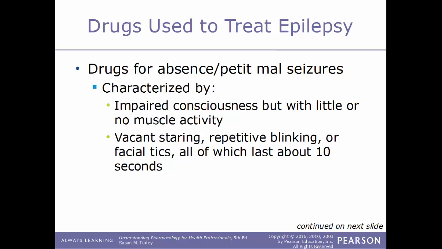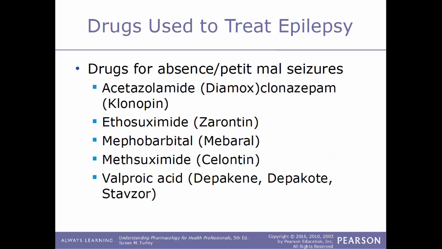When it comes to an absent seizure or a petit mal seizure, this is characterized by having impaired consciousness but with little or no muscle activity. So you could have a vacant staring, repetitive blinking or facial tics, all of which will last for about 10 seconds. Some drugs that are used to treat a petit mal seizure or an absent seizure: acetazolamide, also known as Diamox; clonazepam, also known as Klonopin; ethosuximide, also known by the trade name Zerontin; mephobarbital, known by the name Mebarol; methosuximide, known as Solantin; and valproic acid, known by the names Depakine, Depakote, and Stabzor.